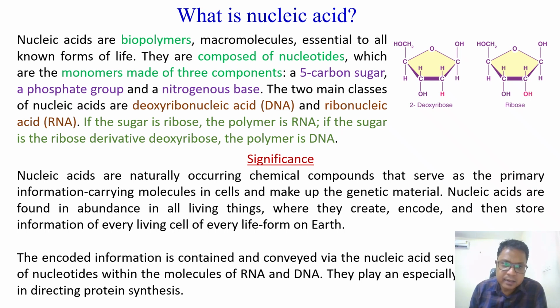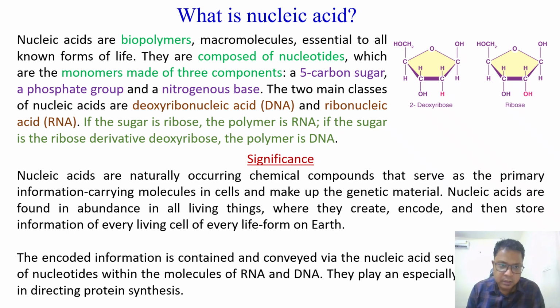The two main classes of nucleic acids are deoxyribonucleic acid, DNA in short, and ribonucleic acid, RNA in short. If the sugar is ribose, the polymer is RNA. If the sugar is the ribose derivative deoxyribose, the polymer is DNA.